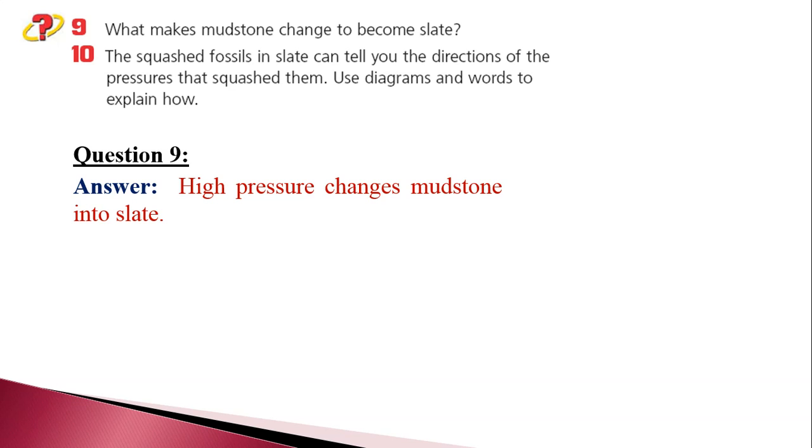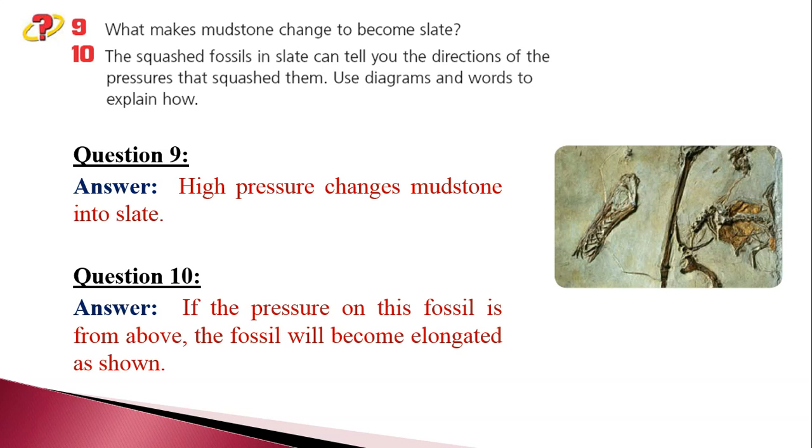The squashed fossils. This is a squashed fossil in the slate. It can tell you the direction of the pressure that squashed them. Use diagrams and words to explain how. We are seeing the fossils here, right? As you know, the slate is obtained from mudstone. The mudstone has fossils, but what is happening in the mudstone?